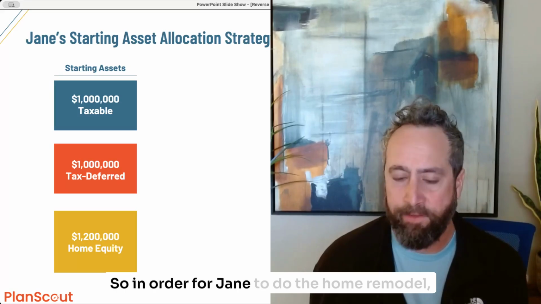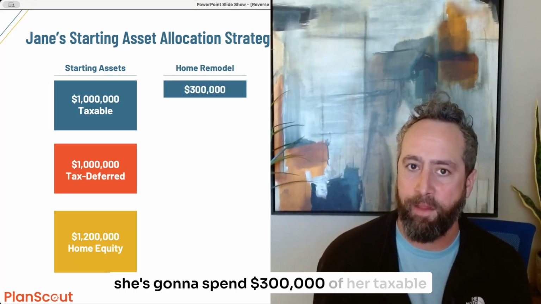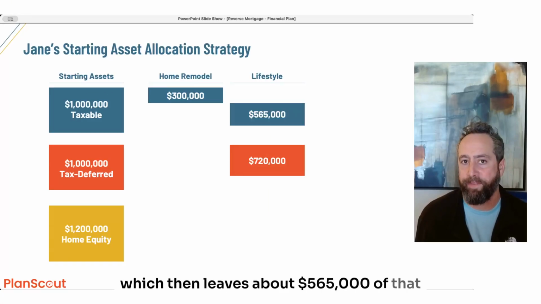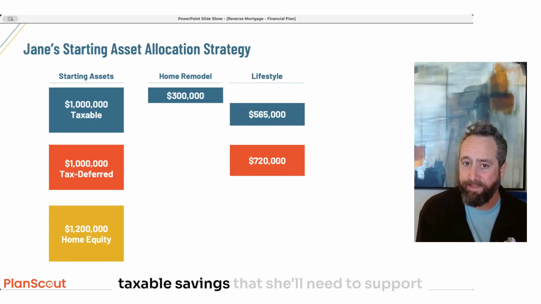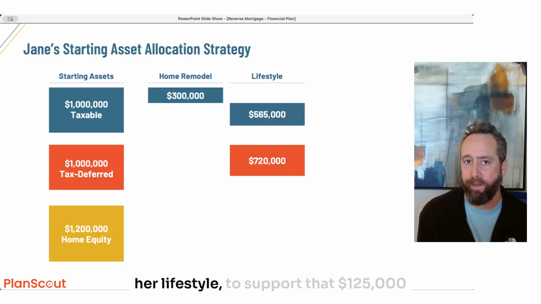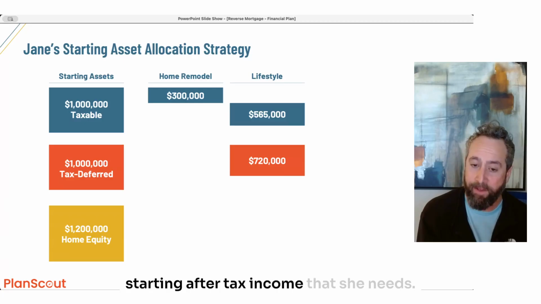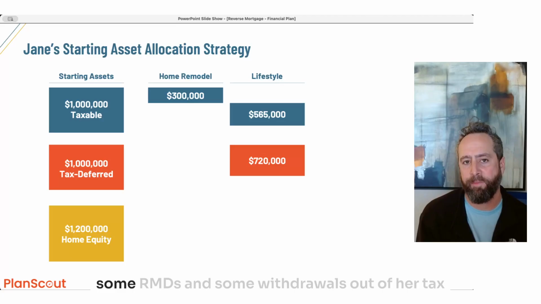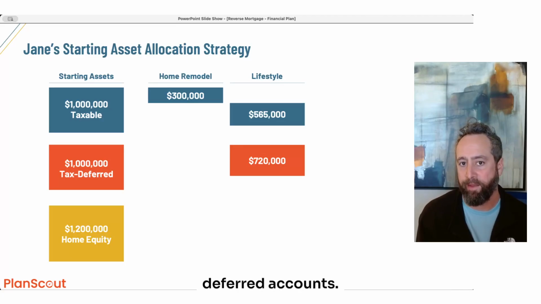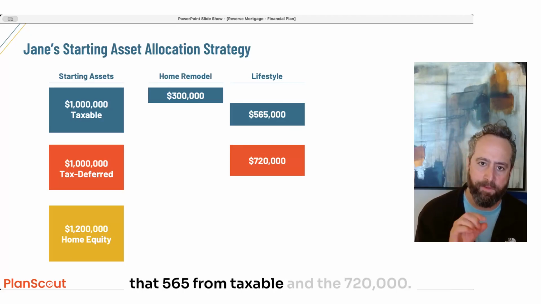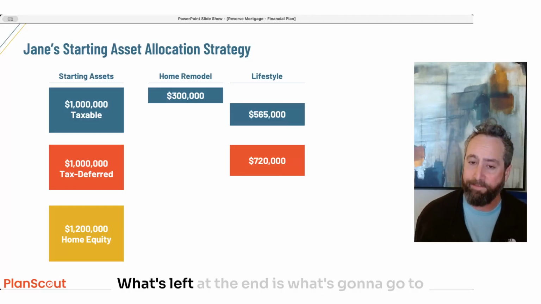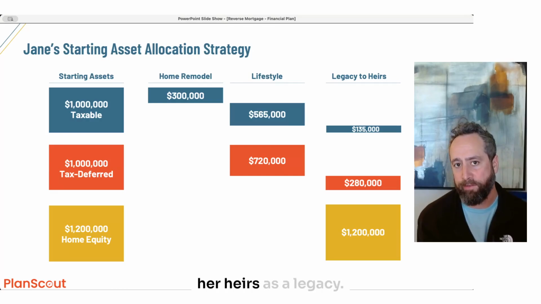So in order for Jane to do the home remodel, she's going to spend $300,000 of her taxable savings to do that, which then leaves about $565,000 of that taxable savings that she'll need to support her lifestyle, to support that $125,000 starting after tax income that she needs. And we're adjusting that for each year for inflation, but she's also going to need to take some RMDs and some withdrawals out of her tax deferred accounts. So that 565 from taxable and the 720,000 from the tax deferred is what she'll need to support her lifestyle. What's left at the end is what's going to go to her heirs as a legacy.